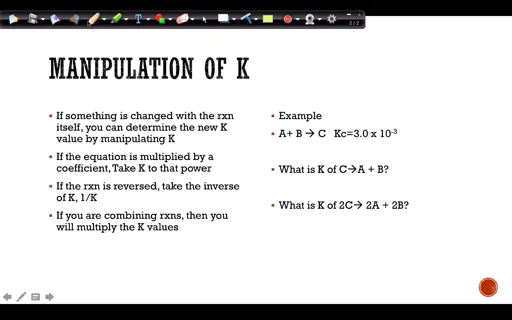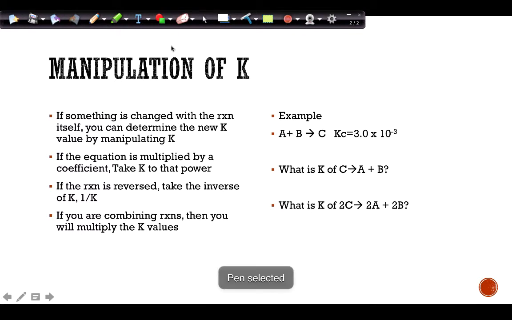All right, so if you're given a K value, sometimes they might ask you for the K value if you happen to reverse the reaction, if the reaction changes a little bit. Basically, if you manipulate the equation, you can manipulate K to get the new K. If I were to multiply that reaction, I'm going to take K to that power. If the reaction is reversed, I'm going to take the inverse, so 1 over what K is. You could also be given multiple reactions and basically solve it like Hess's law, and at the end you're going to multiply the K values. In Hess's law, we just simply add up the delta H's. With K, you would have to multiply them together.